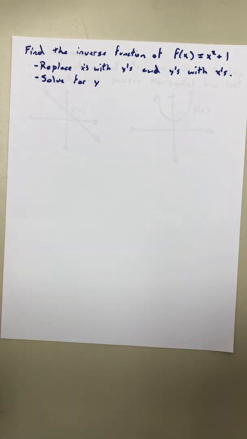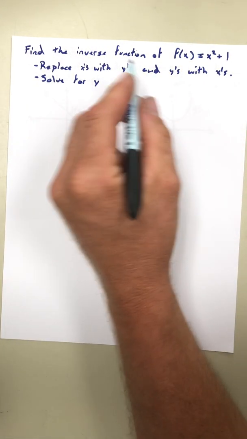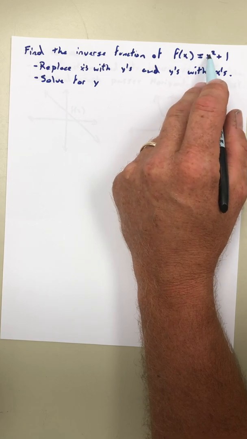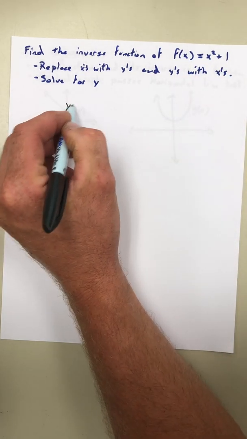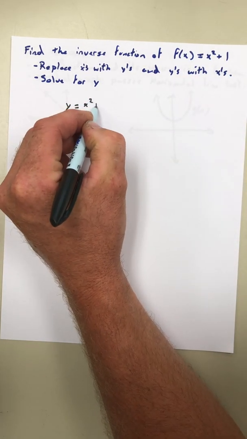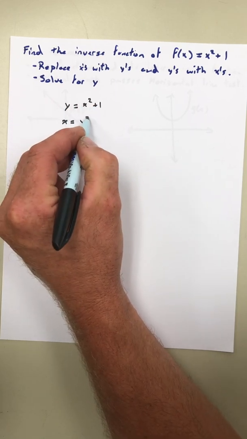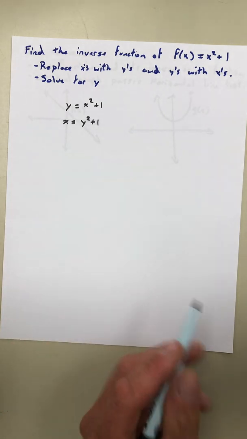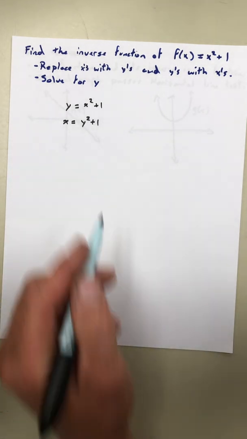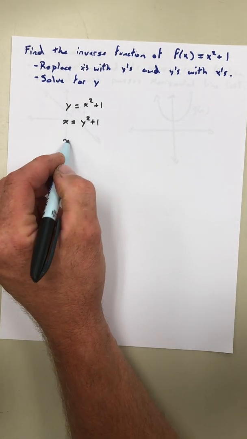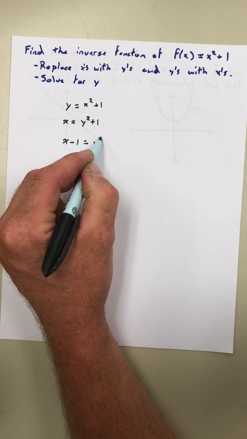In order to find the inverse function of a function, we replace the x's with the y's and the y's with the x's, and then we solve for y. So if here's our function f of x equals x squared plus 1, we can rewrite that as y equals x squared plus 1. Replace your x's and your y's, so x equals y squared plus 1. And we can solve for y. So we subtract 1, and we get x minus 1 equals y squared.